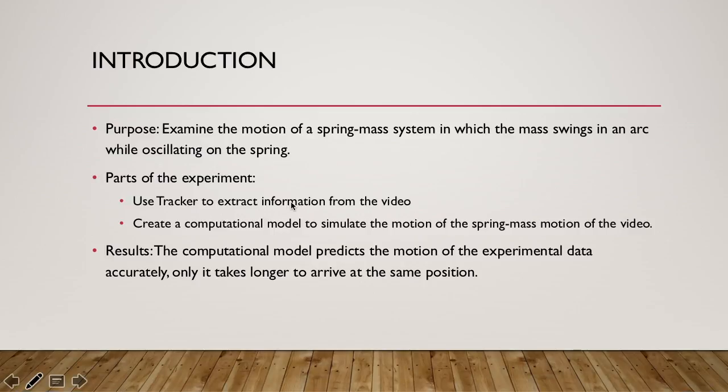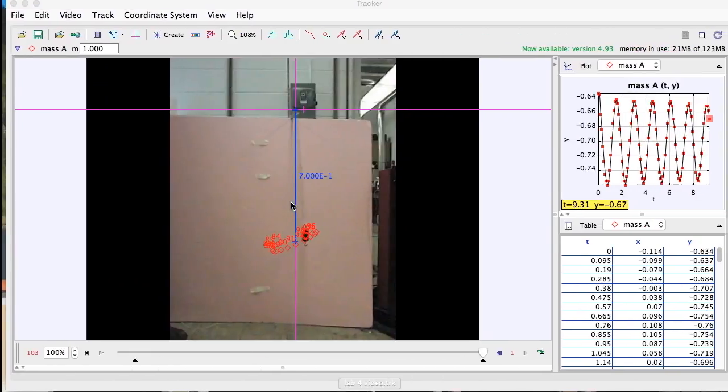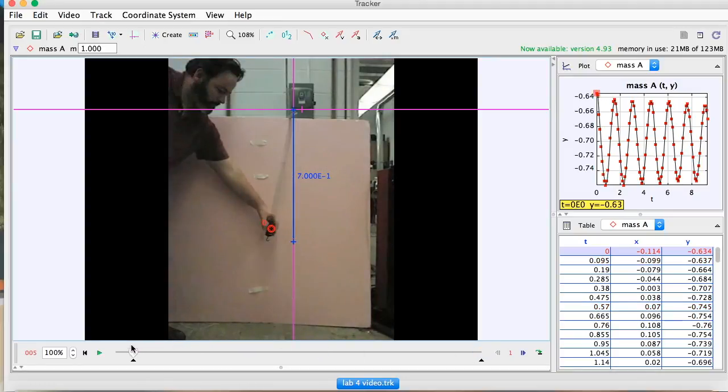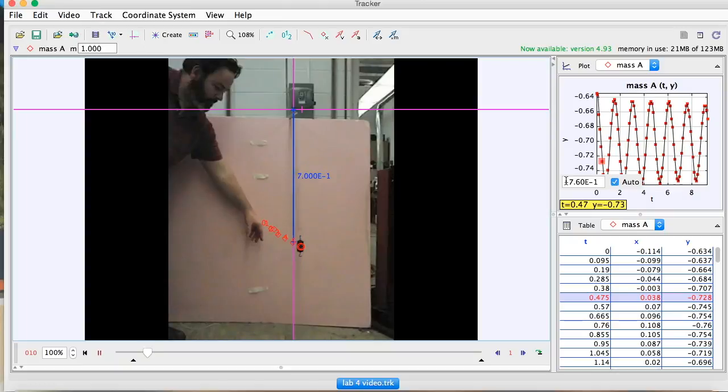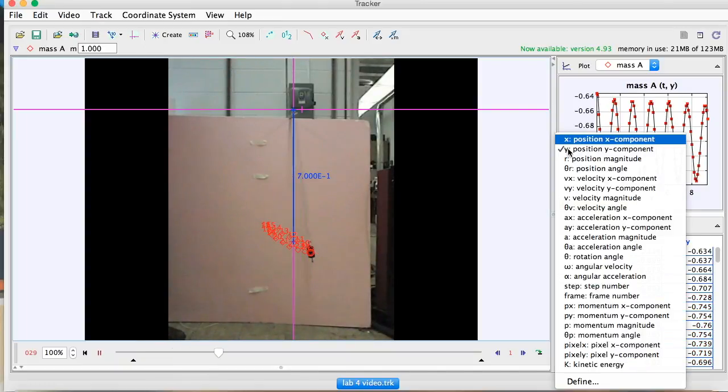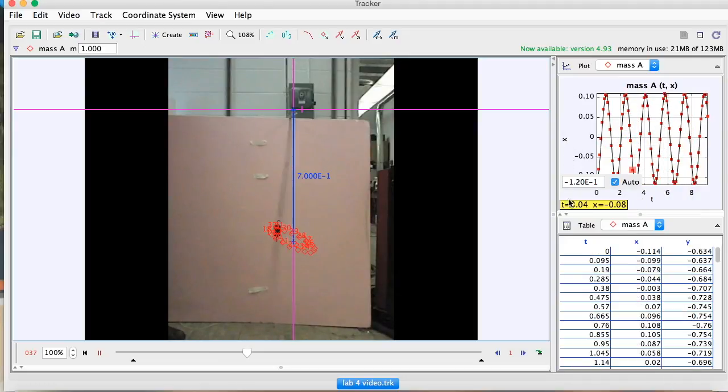Now let's take a look at the explanation. First, the Tracker video analysis. This is the video that we were given by a professor, and as I play it, you can see how the position in the Y direction changes in an oscillating manner, and the same for the change in position in the X direction. In this video, we know that the origin is at the top of the spring where it's attached, and that this length is 0.7 meters. The data that we get from the change in position, we extract and we use for our code in VPython.